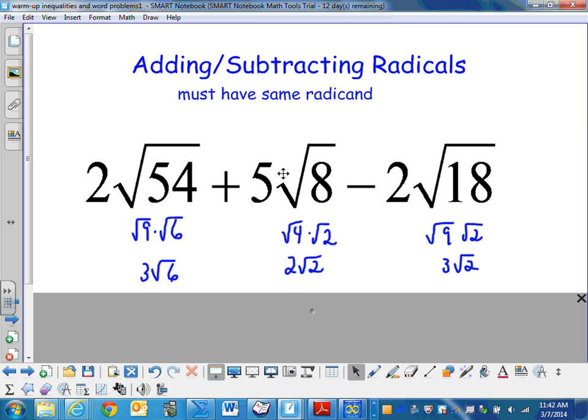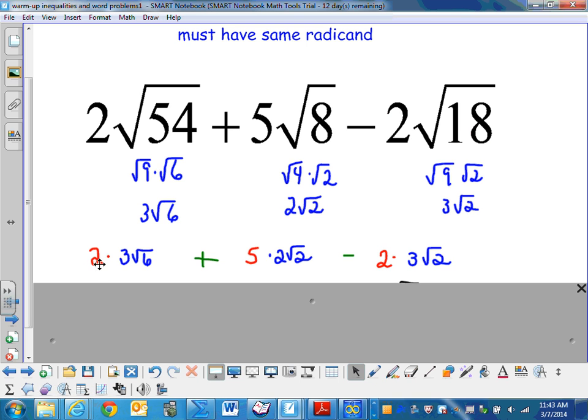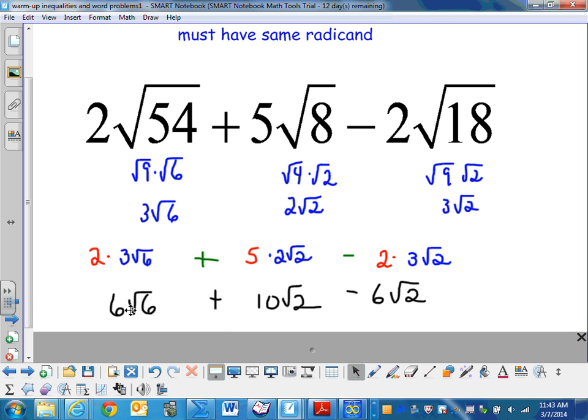So now we've simplified the radicals, but they have numbers in front of them that they're being multiplied by, so we need to combine those. So 2 square roots of 54 is the same as 2 times 3 square roots of 6, which is 6 square roots of 6. 5 square roots of 8 is the same as 5 times 2 square roots of 2, which is 10 square roots of 2.